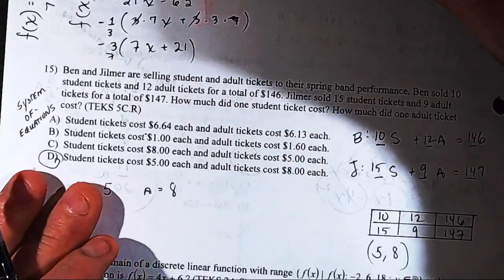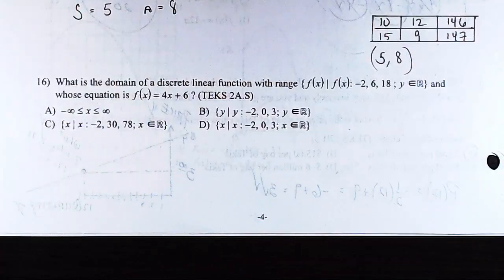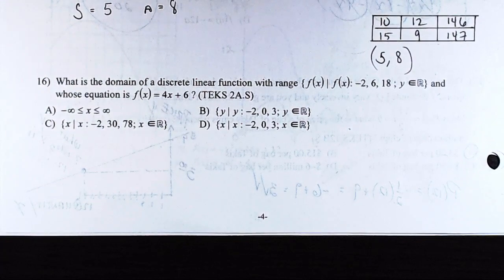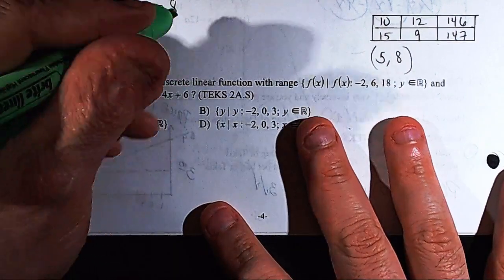Number 16. What is the domain of a discrete, this is the key word here, discrete linear function?